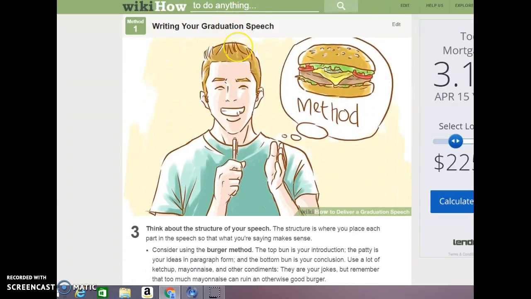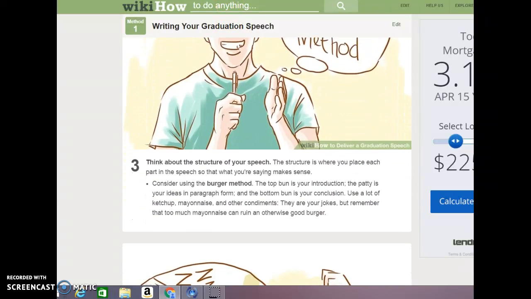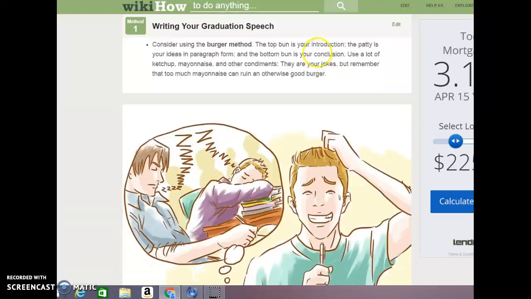And then they're saying, think of the hamburger method. Okay, the top bun is your introduction. So introducing your theme, maybe with something interesting and catchy, like a quote. And then you have your big ideas in the middle. And then your bottom bun is the conclusion. And they say you can put some jokes in, but don't put too many.